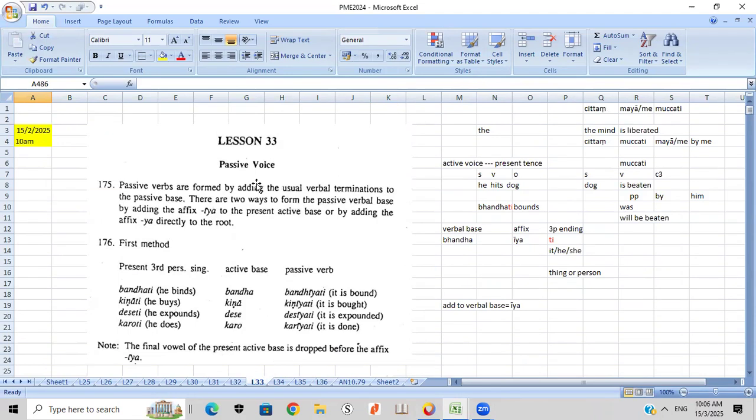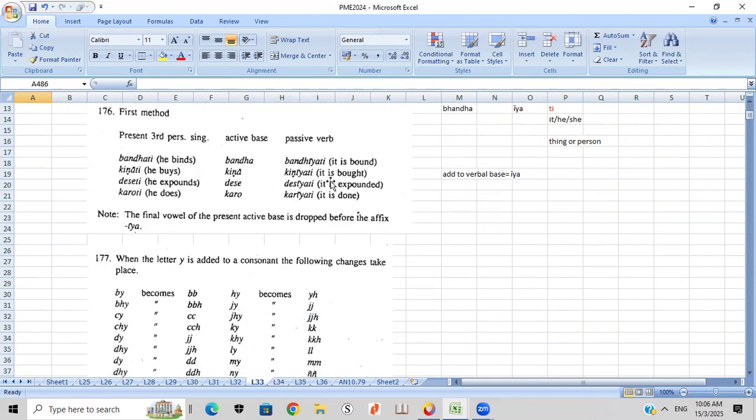Okay, this is passive. Passive and active are both the same now. The only thing is, for instance, this one, third person singular. This is present third person. This is active, so that's why I say it's the active base. Active base or active voice, they are the same. So for the passive voice, you add ER to the base first, then followed by the third person ending. So this becomes the passive.